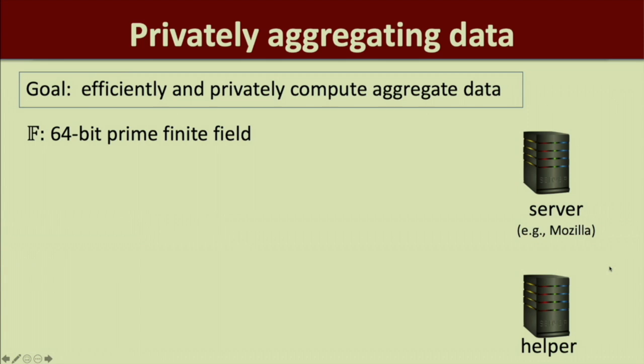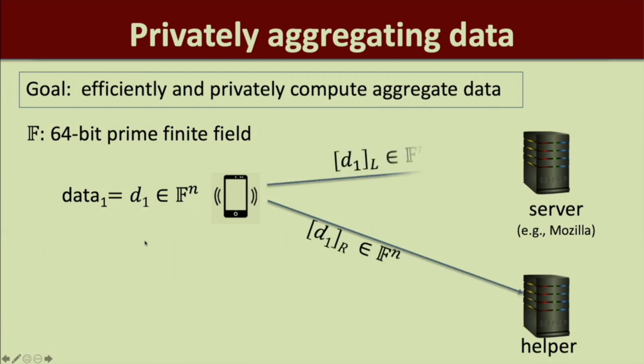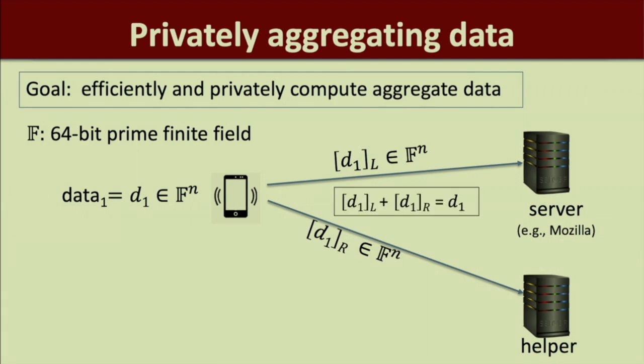Now, the way the system is going to work is as follows. Every user has some data that is going to become part of the aggregate. What they're going to do is use simple secret sharing between the server and the helper. You take your data and split it into two shares, a left share and a right share, such that the sum of the two shares is your actual data that you want to contribute, and you send one share to one party and the other share to the other party. You notice that the helper is just getting random noise here. He's not getting anything useful. Similarly, the server is also getting just random noise.